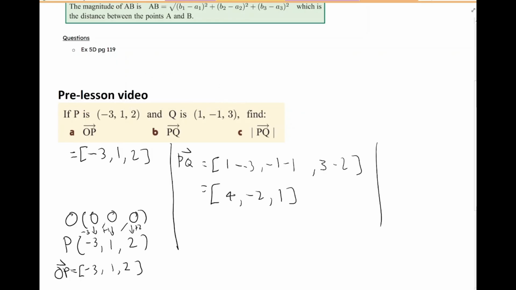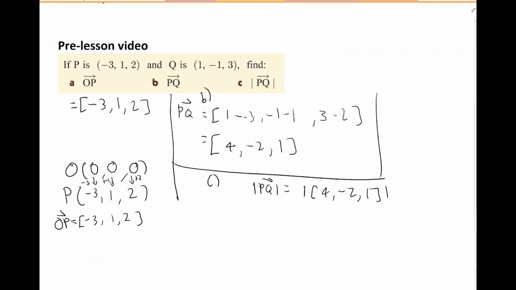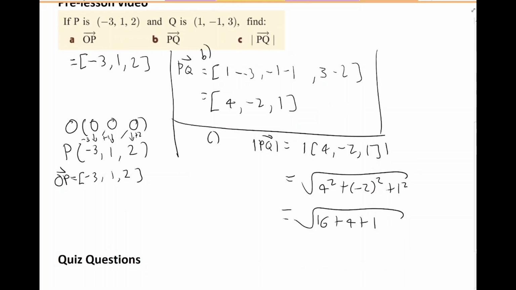Last one here is the modulus of PQ. So part C, modulus of PQ is just going to be the modulus of this vector, 4, -2, 1. So that's going to be the square root of 4 squared plus -2 squared plus 1 squared. So that's the square root of 16 plus 4 plus 1, which is the square root of 21, just like that.